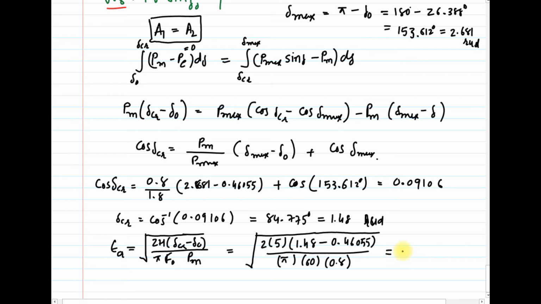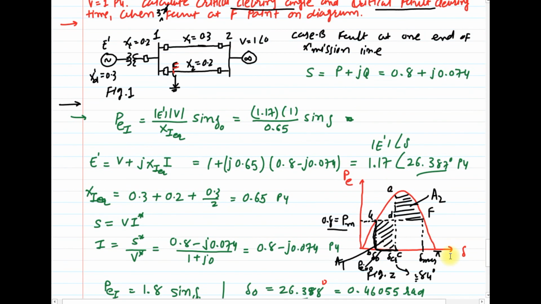So the final answer for the time is 0.26 second. After being subjected to a fault at the end of one of the transmission lines, or we can say at transmission line 2 near the generator, after 0.26 second the fault must be cleared for the stable operation of the system.